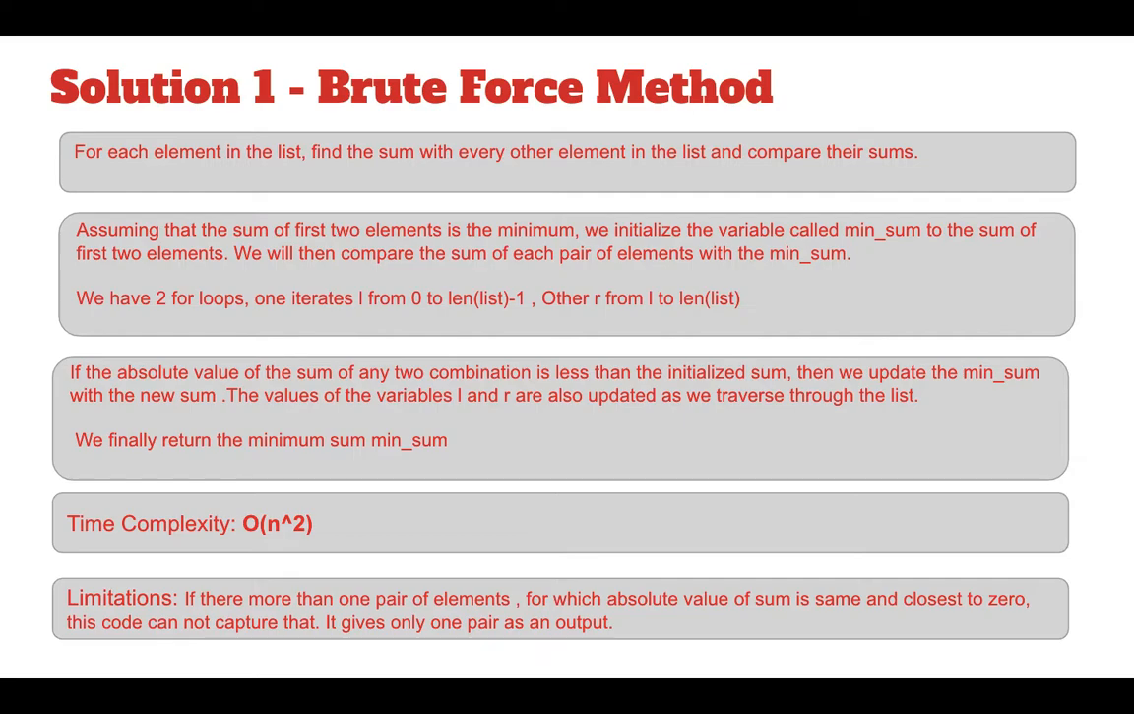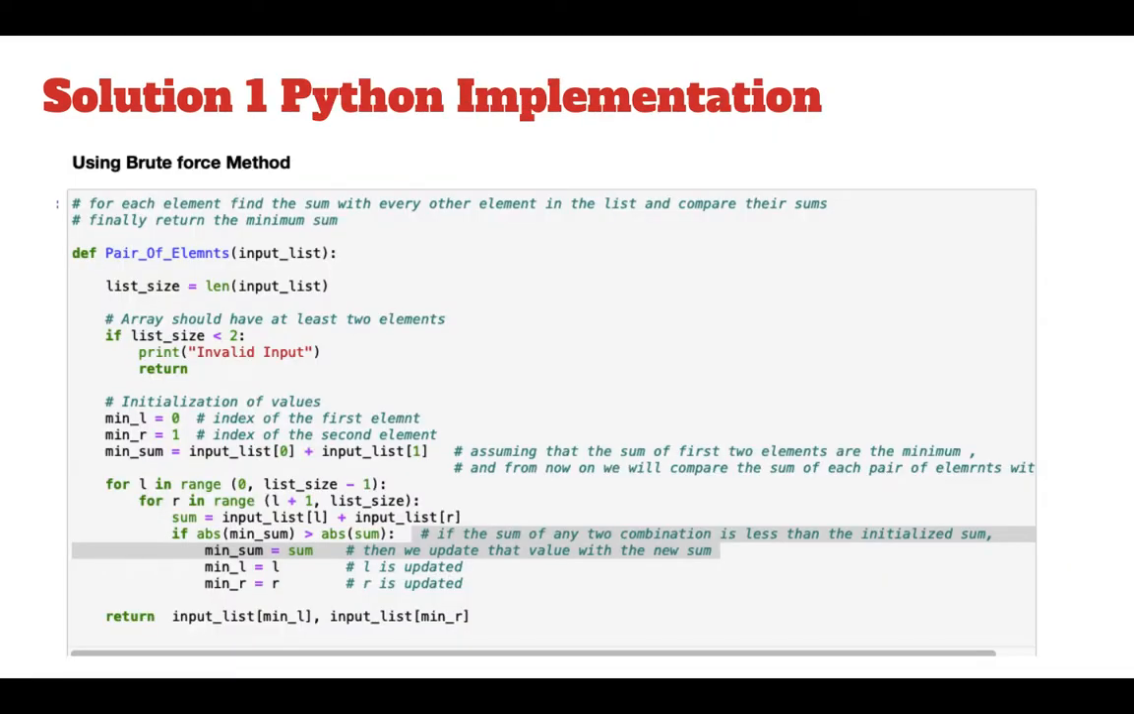Limitations: if there is more than one pair of elements for which the absolute value of the sum is the same and closest to 0, then this code cannot capture that. It gives only one pair as an output. So we look at the Python implementation of this brute force method.